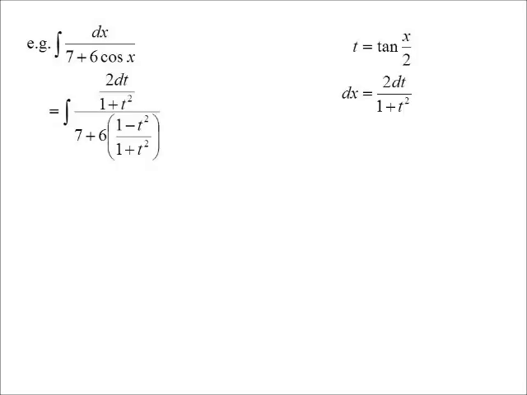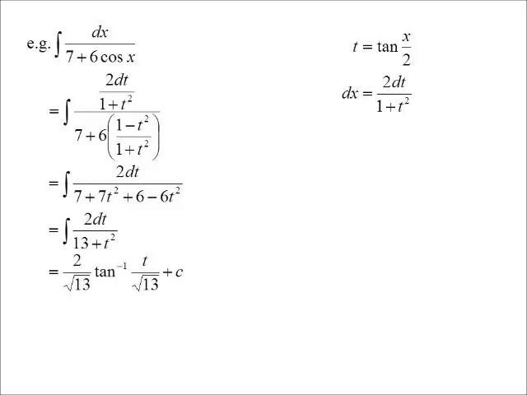Substituting in. And of course, the nice thing about using it for sine and cos is the denominators turn out to be the same. So whilst we've got fraction on fraction, we can easily tidy that up by multiplying everything by 1 plus t squared. And I end up with 2 dt on 13 plus t squared. That is a standard integral. It is, of course, inverse tan. A squared, in this case, a is the square root of 13. So I'll have 2 times, in this case, we do have 1 on a out the front. So 2 on root 13, inverse tan, t on root 13.